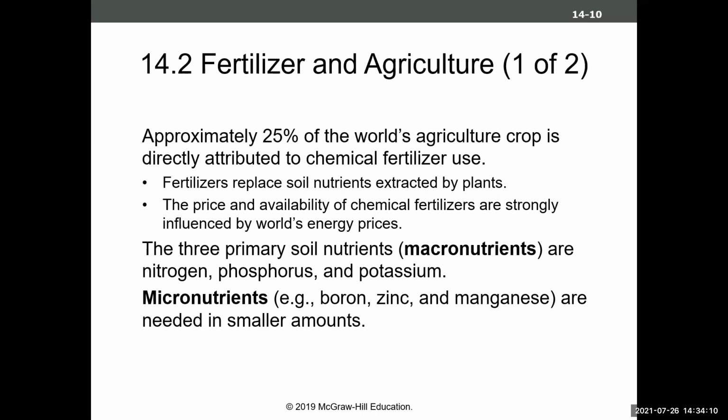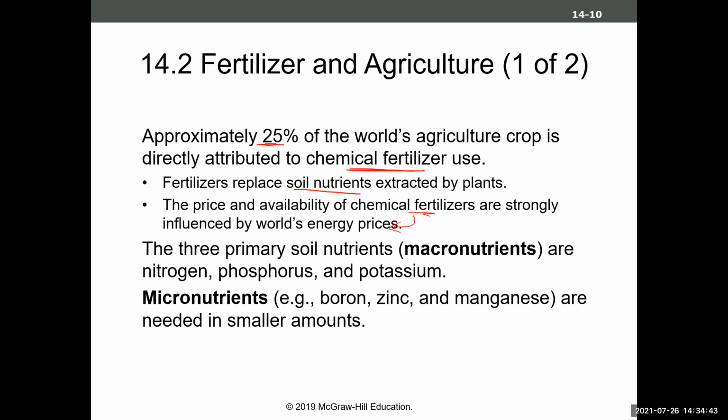Now, with fertilizer and agriculture, 25% of the world's crop is attributed to chemical fertilizer use. So 25% is heavily reliant on that fertilizer. And like we mentioned, those fertilizers are replacing the soil nutrients that aren't being recycled back into those soils. And so the price and availability of those fertilizers is tied to those energy prices because the energy is needed to develop and produce those fertilizers.